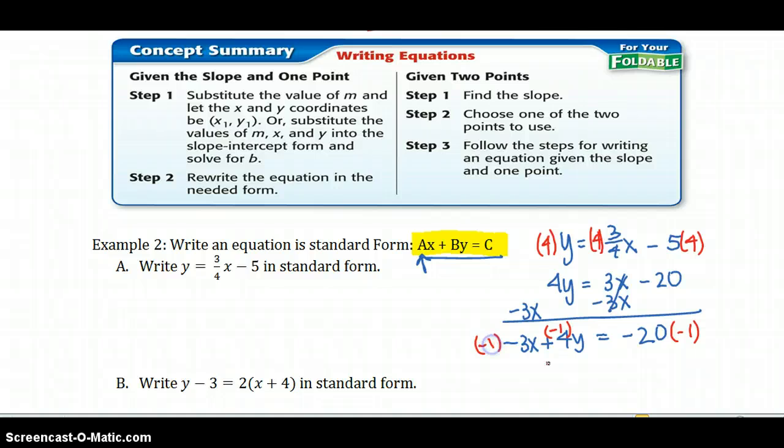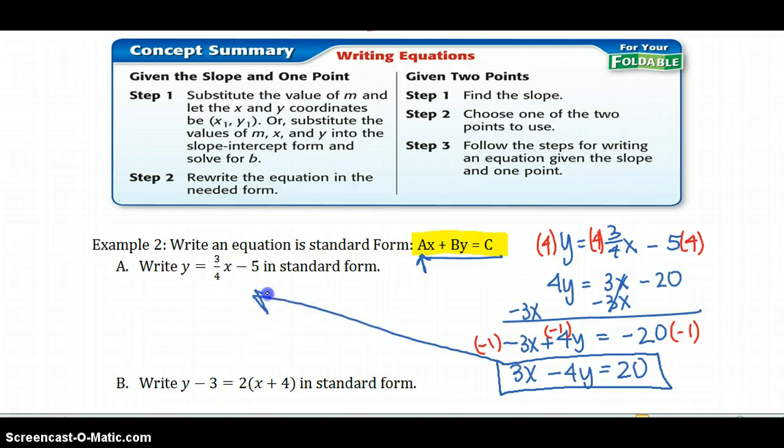Multiply everything by negative 1, then it's going to leave us with a positive 3x, a negative 4y equals a positive 20. So there it is, this equation in standard form.